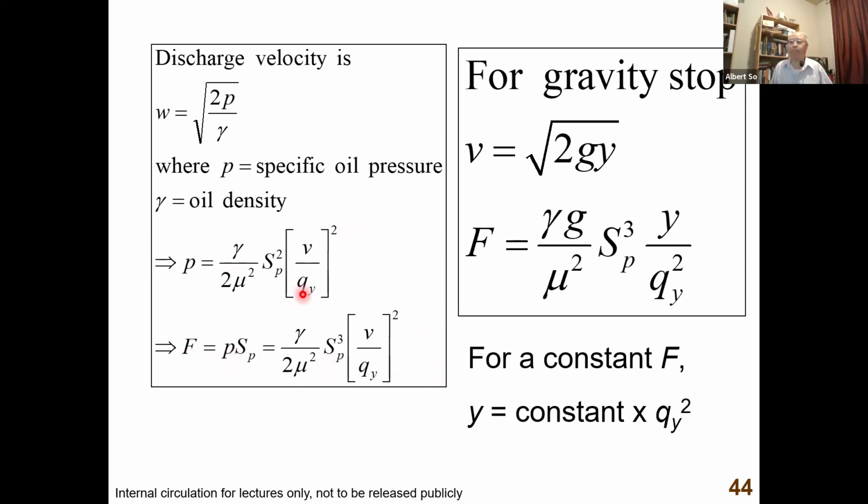Now, for the gravity stop, the distance equals v squared over 2g, so v equals the square root of 2gy. That means you expect the car to be decelerated at the gravitational constant, 9.8 meters per second squared. Then, with this final equation, you find that you need a constant force to constantly decelerate the car. Y must be proportional to Qy squared.